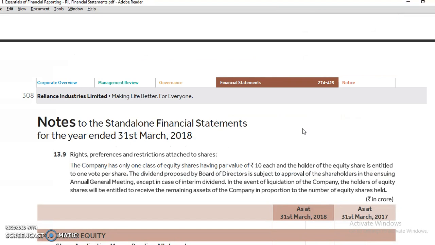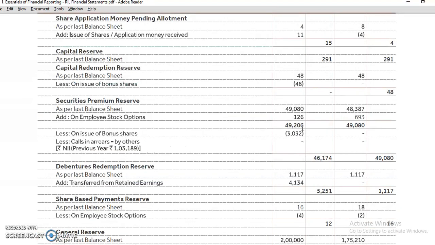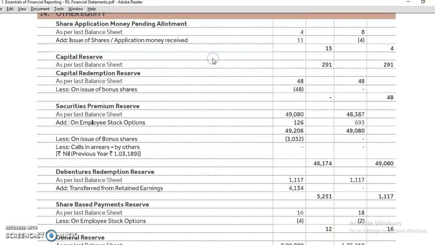So this year they have given the bonus share. That's why the share capital increased from 3,000 to 6,000. Now these details are about the reserves.